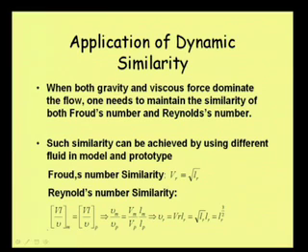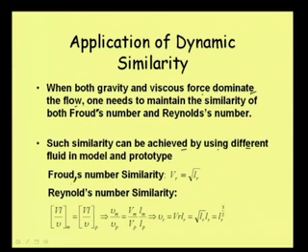Then what will we do? When both gravity and viscous force dominate the flow, one needs to maintain the similarity of both Froude number and Reynolds number. Such similarity can be achieved by using different fluid in the model and prototype. If we are using the same fluid, then it is not possible. Of course, some other ways are there, but let us see how we maintain this sort of similarity.